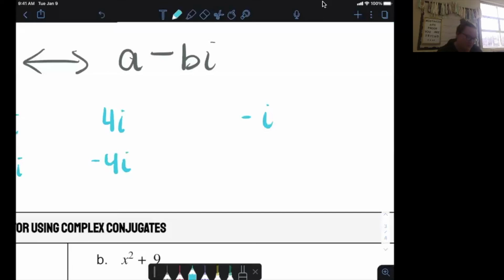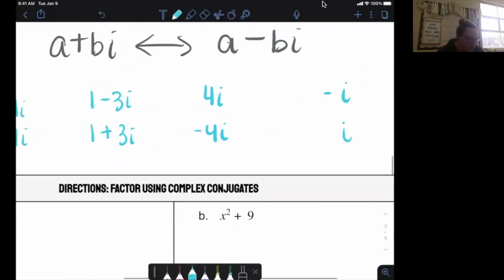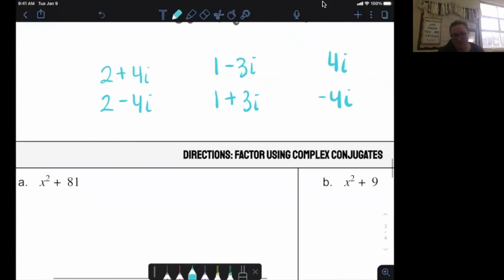Its pair would be positive i. So complex numbers travel in pairs. There's always two. If you have one, you know you have the other. And it always has the opposite sign right before the complex part. So what we can do is use those to factor things.